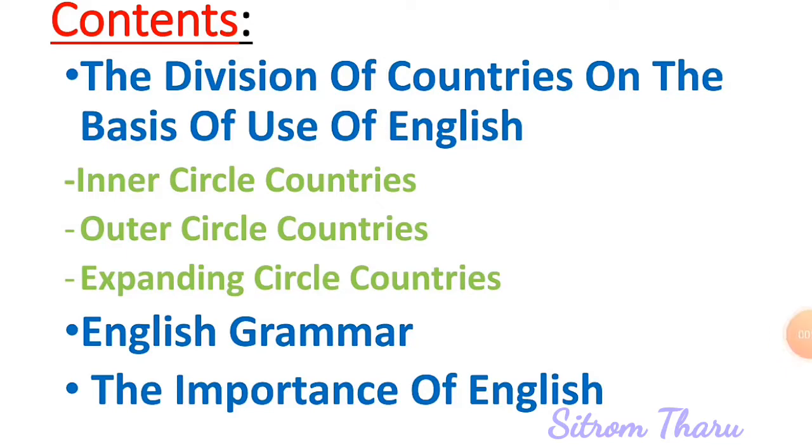Dear students, at this time we are going to discuss the following contents. First one is the division of countries on the basis of the use of English. Under this there are some subheadings: inner circle countries, outer circle countries, expanding circle countries. Second one is English grammar. Third one is the importance of English.